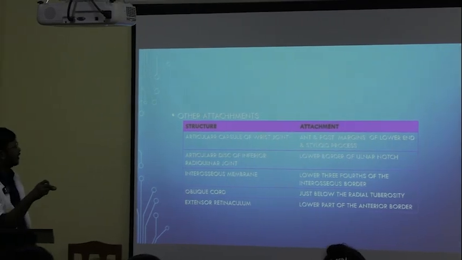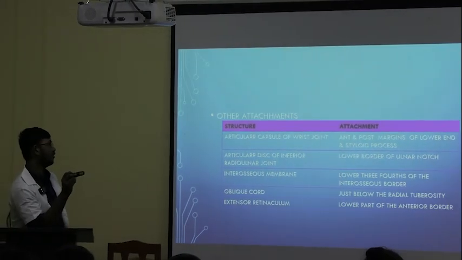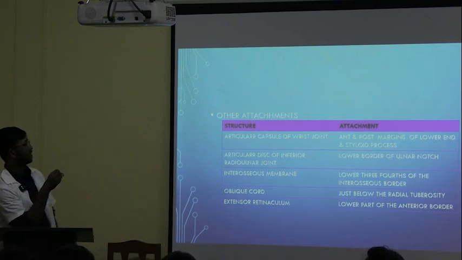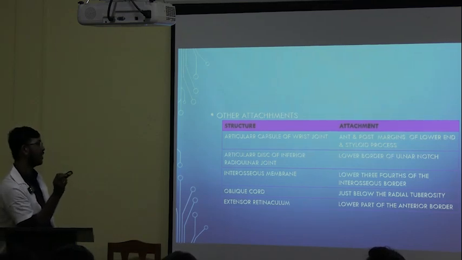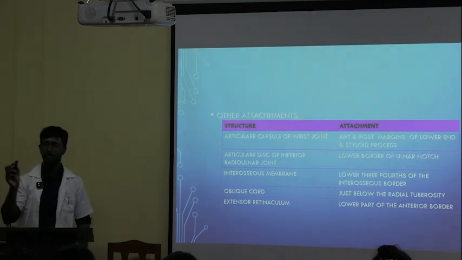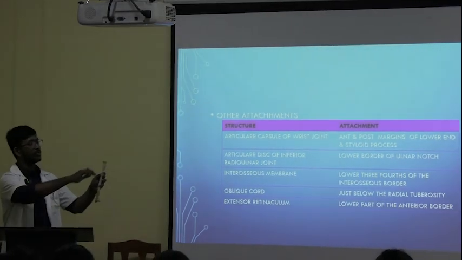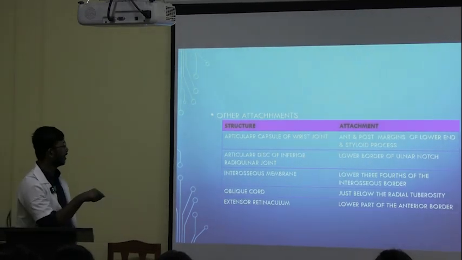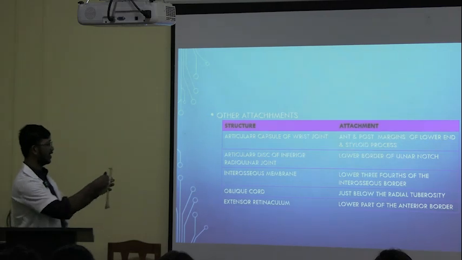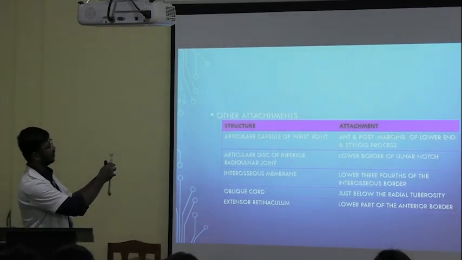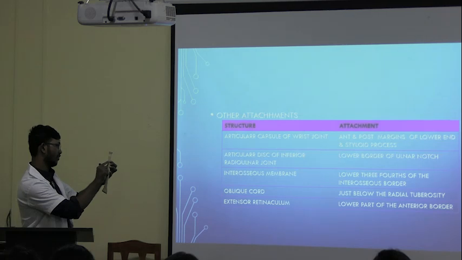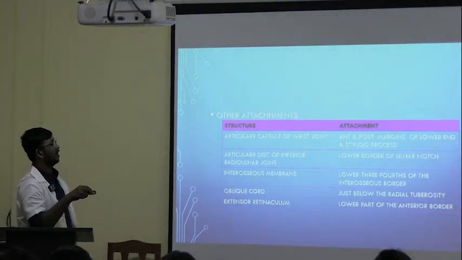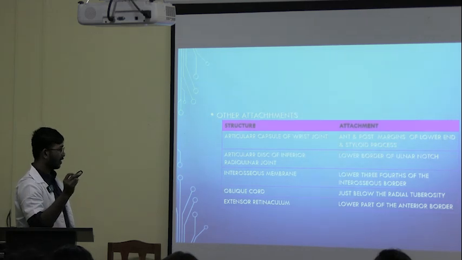To the articular disc of the inferior radioulnar joint, the lower border of the ulnar notch attaches. And the interosseous membrane is another structure where the lower 3/4 of the interosseous border attaches. As I told you in the beginning, the interosseous membrane usually completes the lower 3/4. The upper 1/4 is blank. Okay. Then there is an oblique cord just below the radial tuberosity here. You will not appreciate it in this bone. In some bones you can appreciate it properly. And the extensor retinaculum has attachment to the lower part of the anterior border.